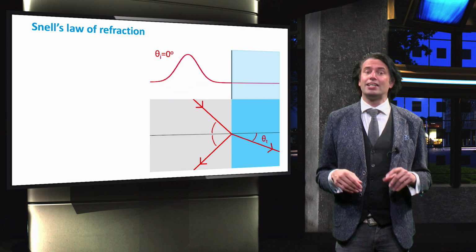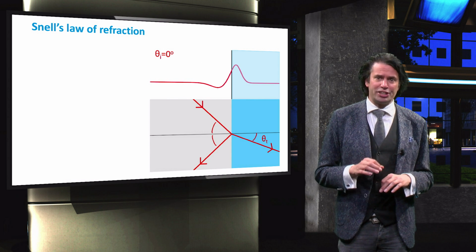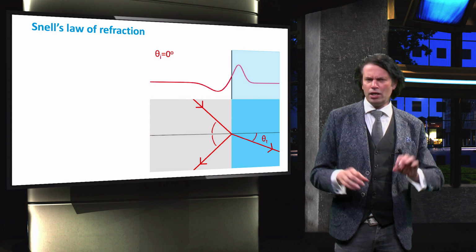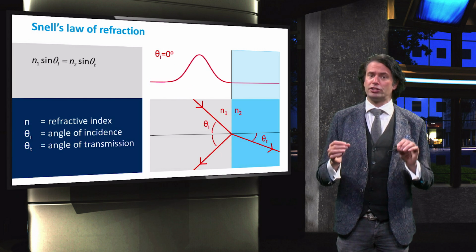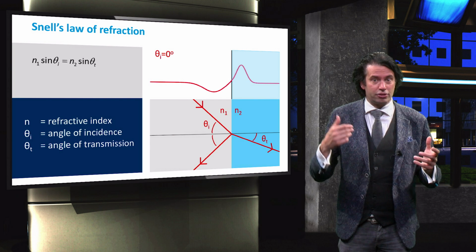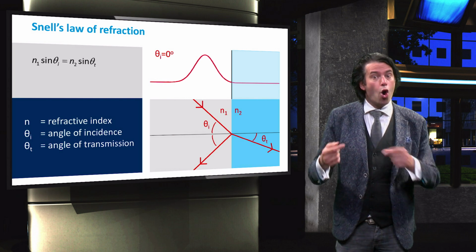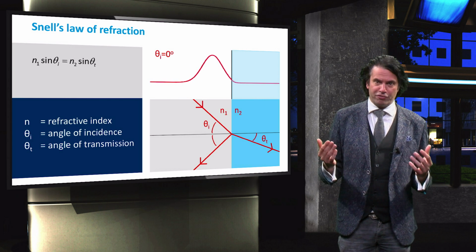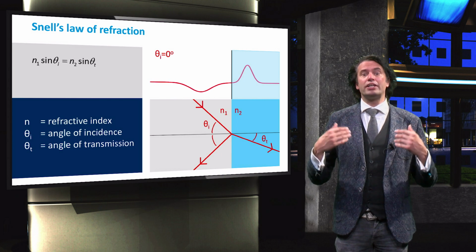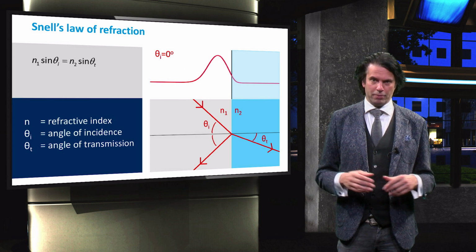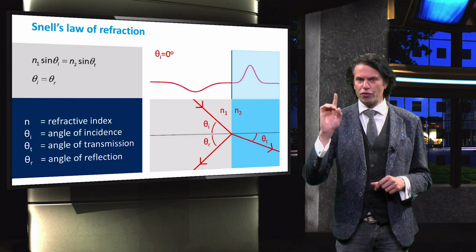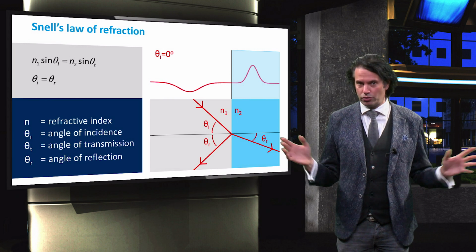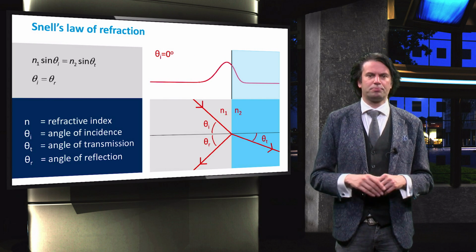This law states that the angle of transmission depends on the angle of incidence and refractive indices of both materials. It also states that the ratio of the sines of the angles of incidence and transmission is equal to the ratio of the refractive indices of the media. Increasing the difference between the refractive indices will increase the angle at which the light beam is refracted. The angle of reflection, however, simply equals the angle of incidence regardless of the refractive indices of the two media.